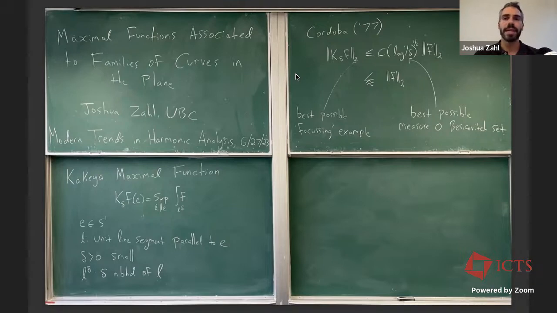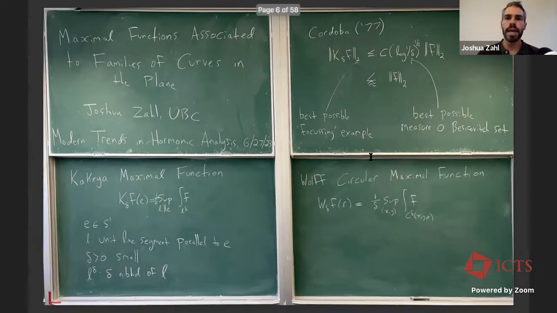So that's the setting for the types of geometric maximal functions in the plane that I'm going to be talking about. And the Kakeya maximal function is just one of many examples. Another fairly well understood example is called the Wolff circular maximal function. This was studied by Tom Wolff in the 90s.